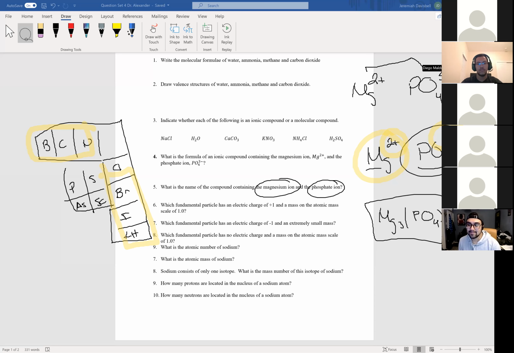An ionic compound. Magnesium phosphate. Yes, it would be. So magnesium, that's Mg. So the answer to number 5 is magnesium phosphate. There you go. So we just put the names together. 5 and 4 are basically the same question.